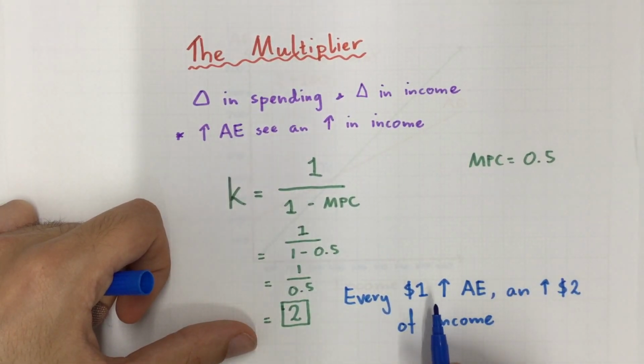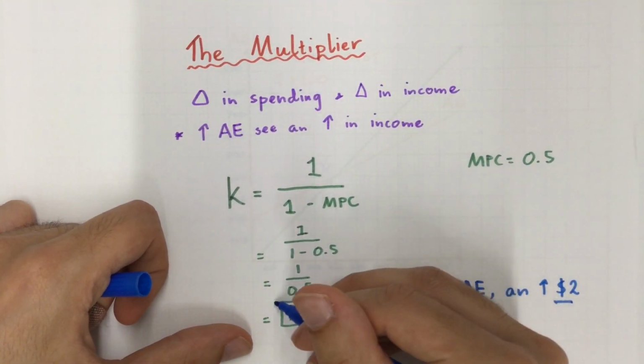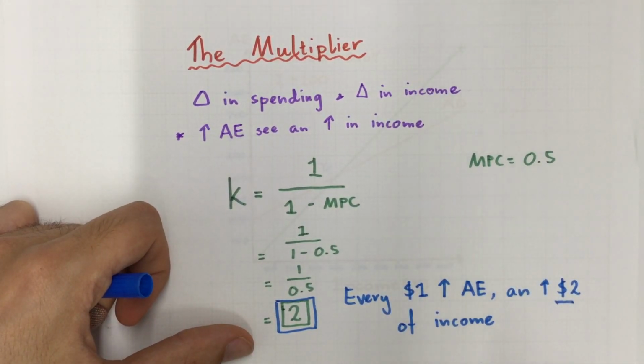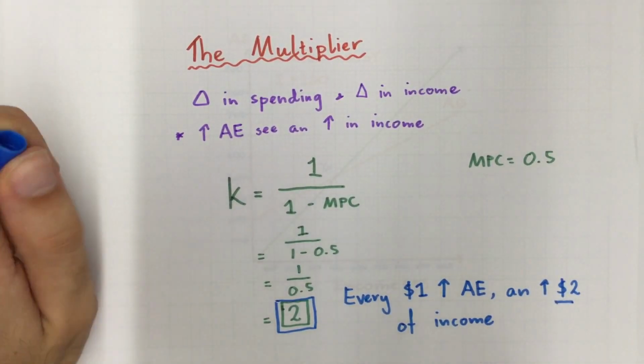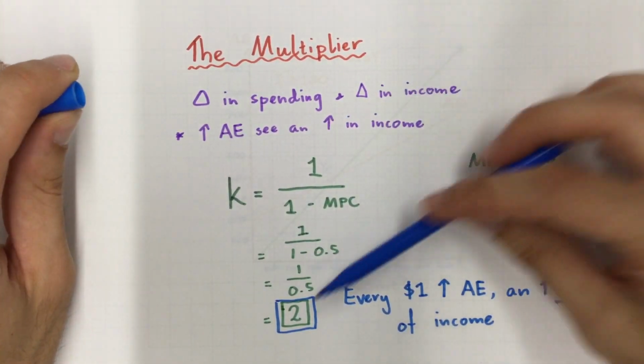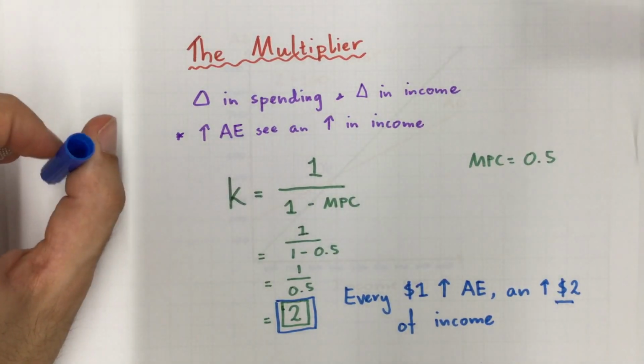So for every additional dollar that we spend, whether it's through new investment or new government spending or increased net exports, we can expect to see $2 worth of increased income. So that's why this multiplier is really, really important. It shows us the changes in spending and the effects it'll have on the change in income.